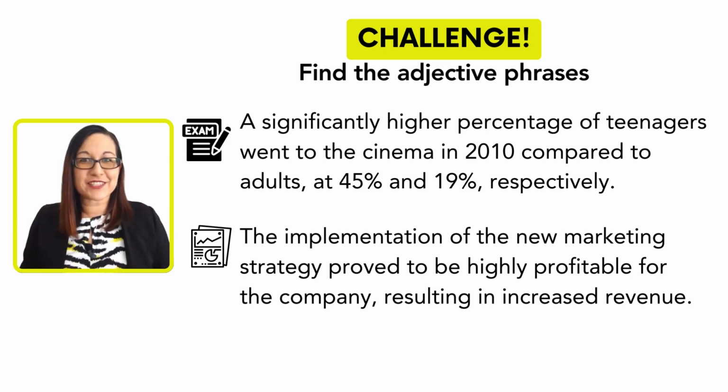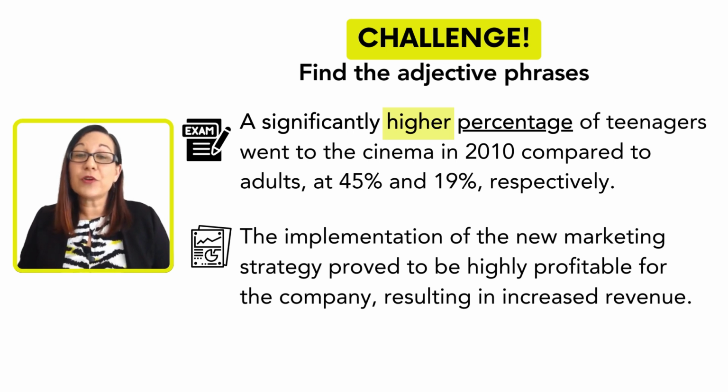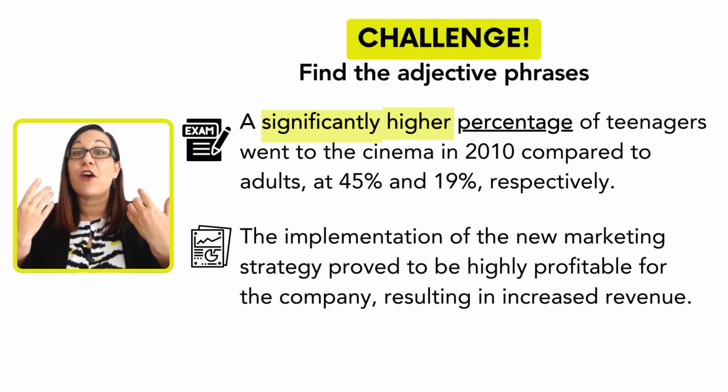Did you find the adjective phrases? So, in the IELTS example, a significantly higher percentage of teenagers went to the cinema in 2010 compared to adults, at 45% and 19% respectively. So we are describing that percentage and we're using the adjective higher, but then we're describing the adjective and saying significantly higher. So because we've got two parts to that adjective, it is now an adjective phrase.